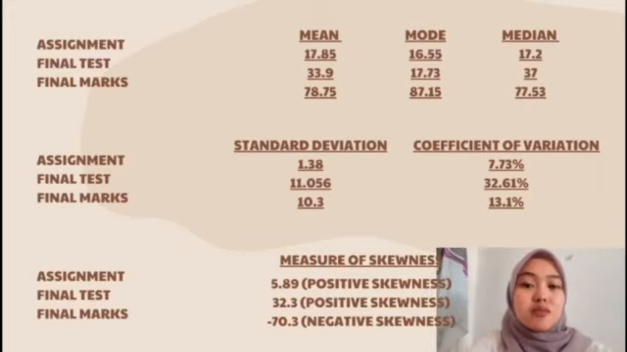Skewness for assignment is 5.89. The graph is positive skew and shifts to the right. Final test is 32.3, positive skew and the graph shifts to the right. For final marks it is negative 70.3, negative skew and shifts to the left.